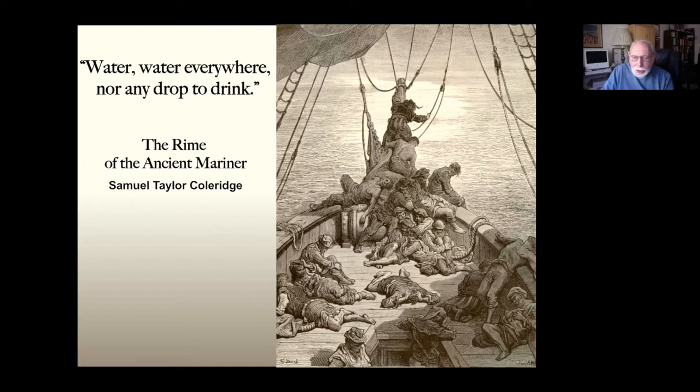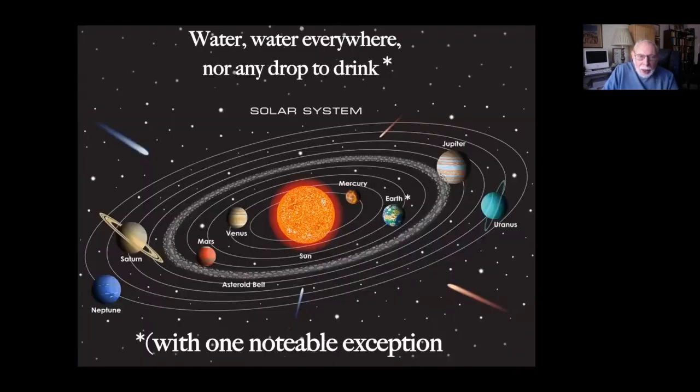Now, this was the result of killing an albatross, but in the solar system, it could be applied here as well, because there is a lot of water in the solar system, but it's not a drop to drink, with the notable exception of the Earth, our own planet.